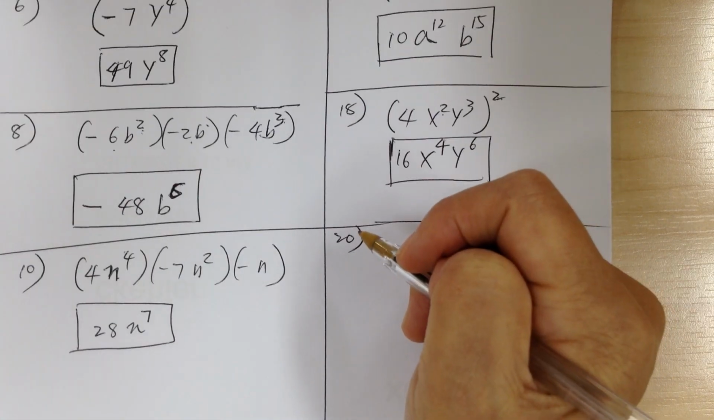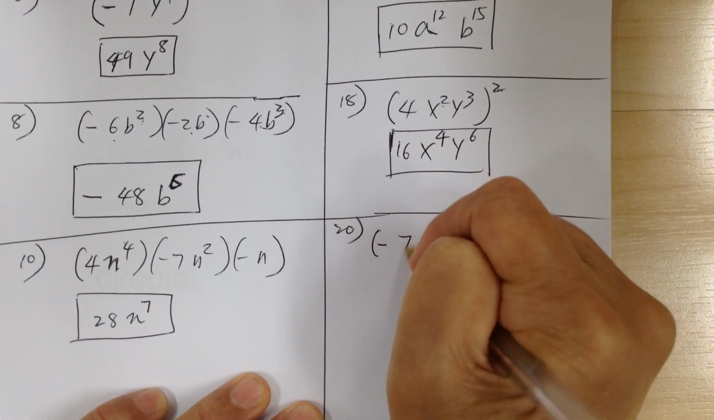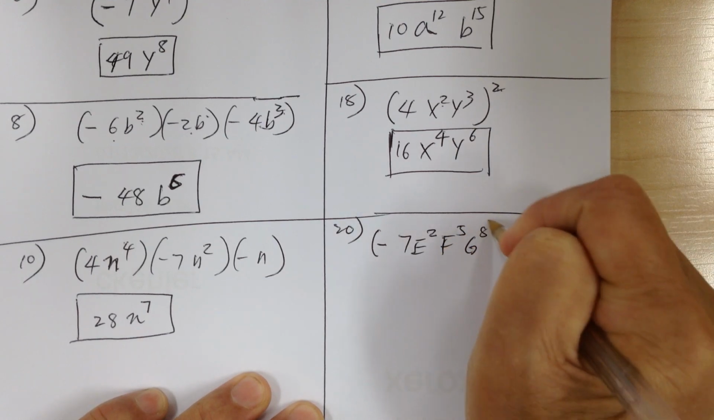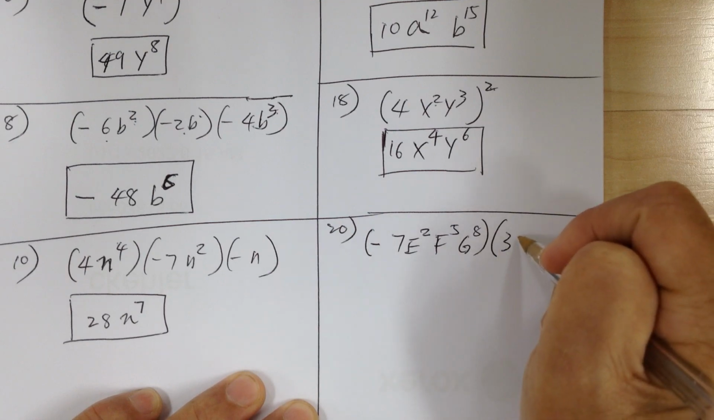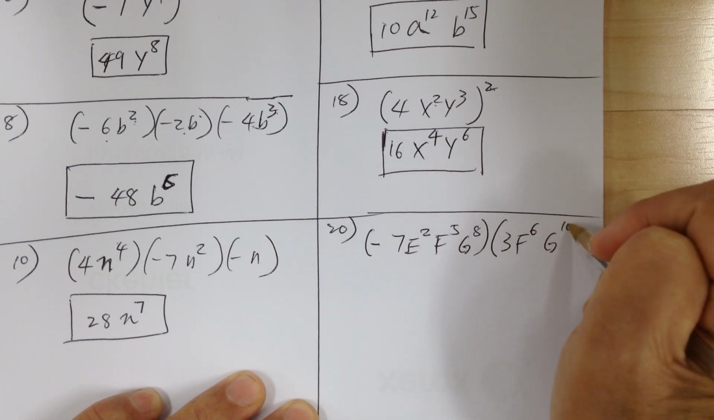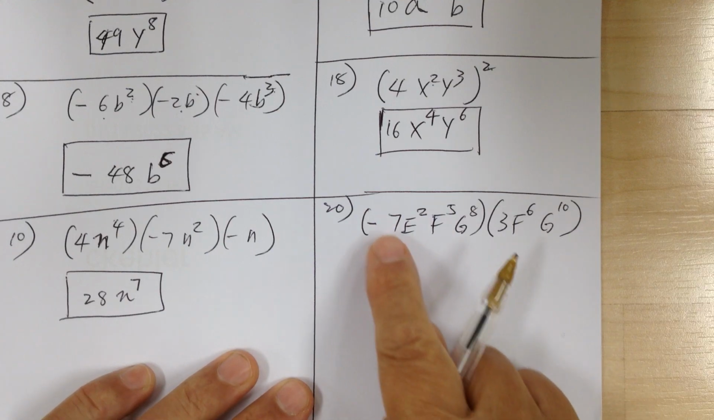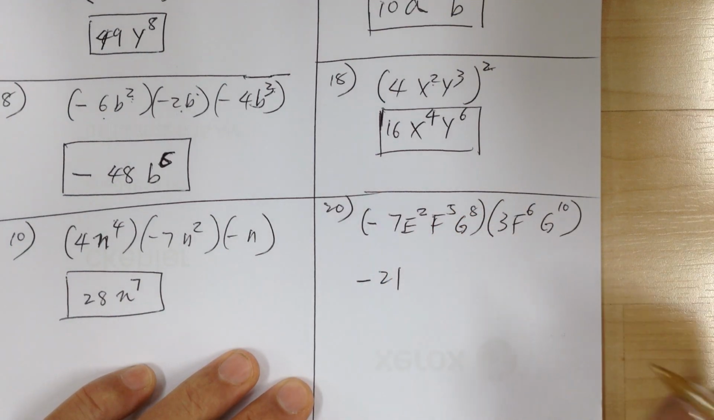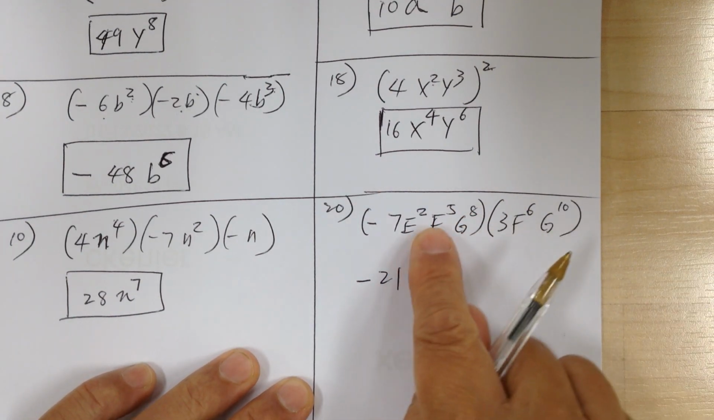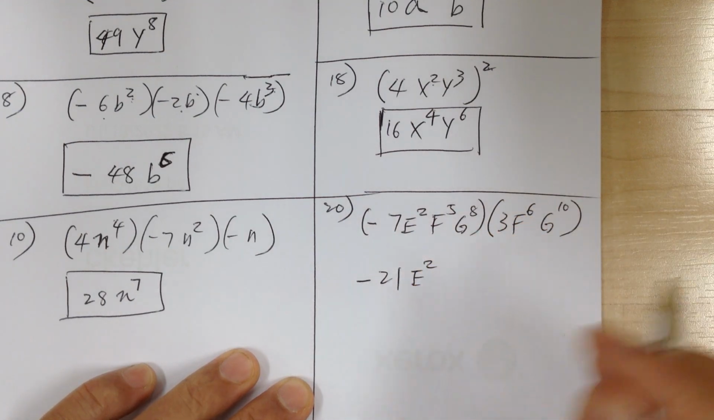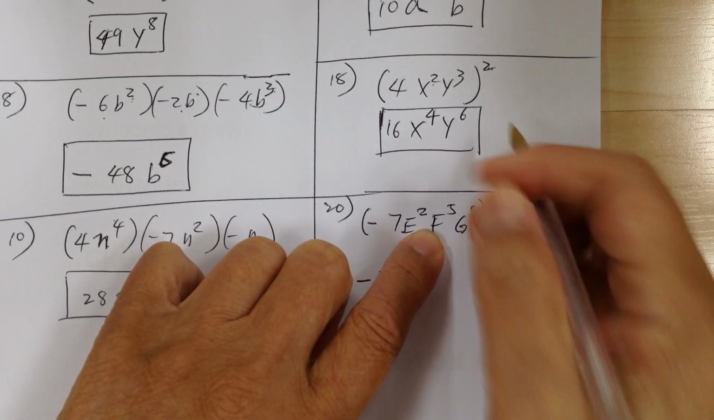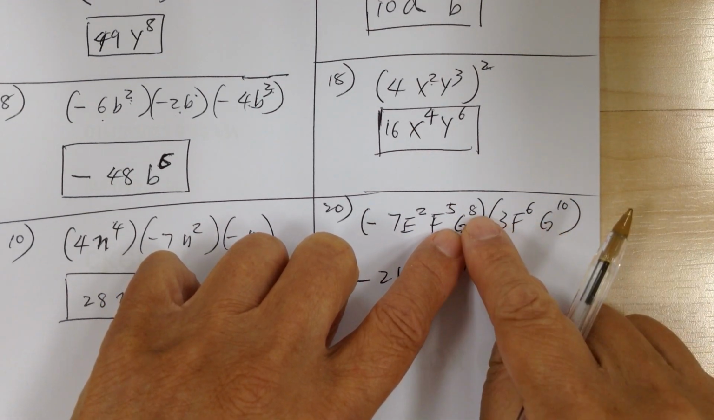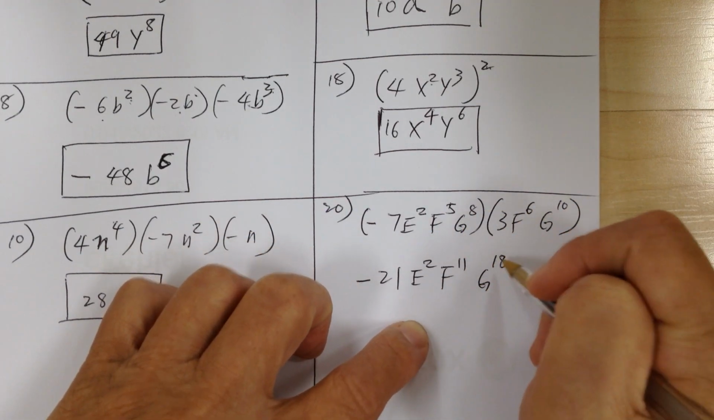Okay, number 20. You have negative 7e squared f to the 5 g to the 8 times 3 f to the 6 g to the 10. So you can first take care of the sign. Negative and positive will give you negative. Then do the number. 7 times 3 is 21. Then you go down the alphabet. For e, there's no e over here, so nothing to combine. So it'd be just e squared. Then do the f. You got f to the 5, f to the 6. So this will give you f to the 11. Then go to g. You got g to the 8, g to the 10, so it'd be g to the 18.